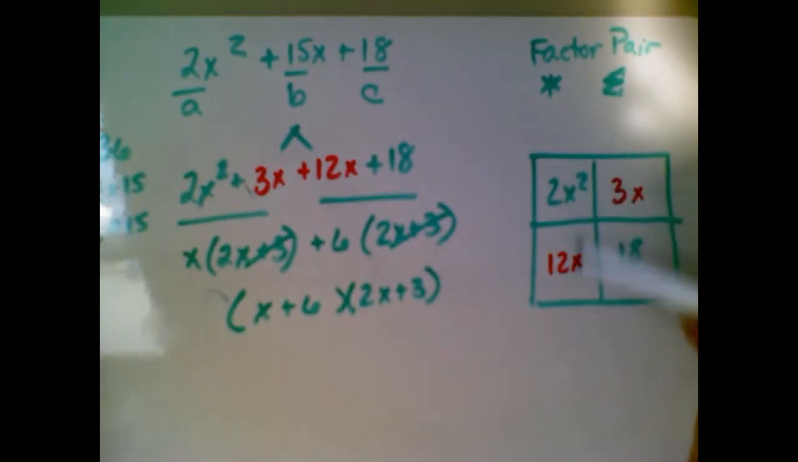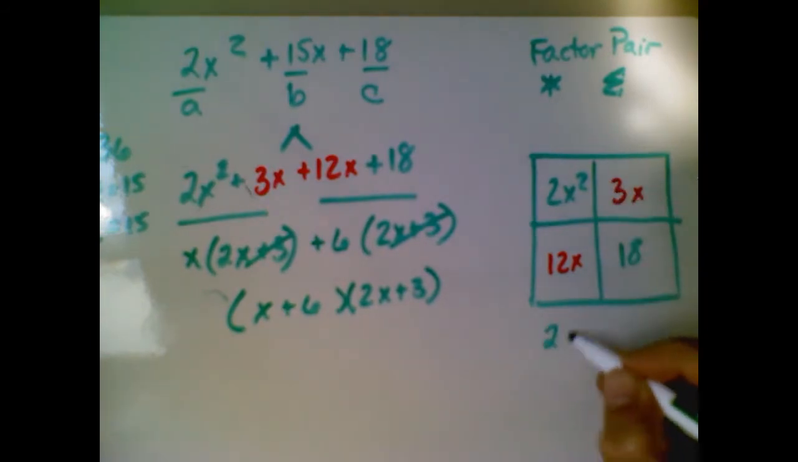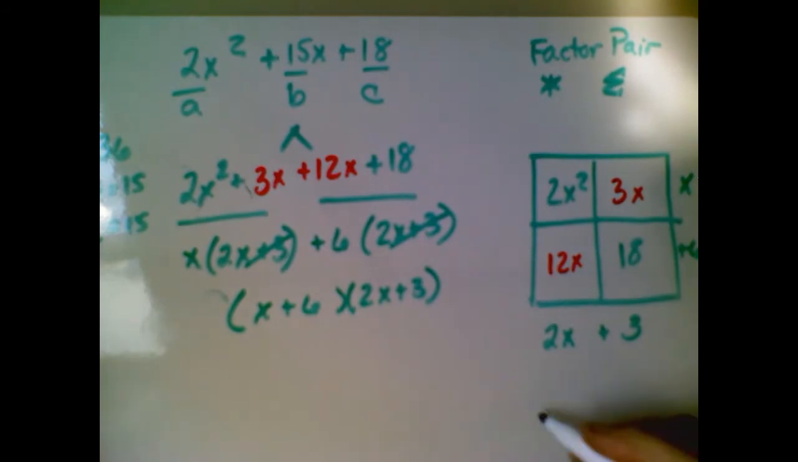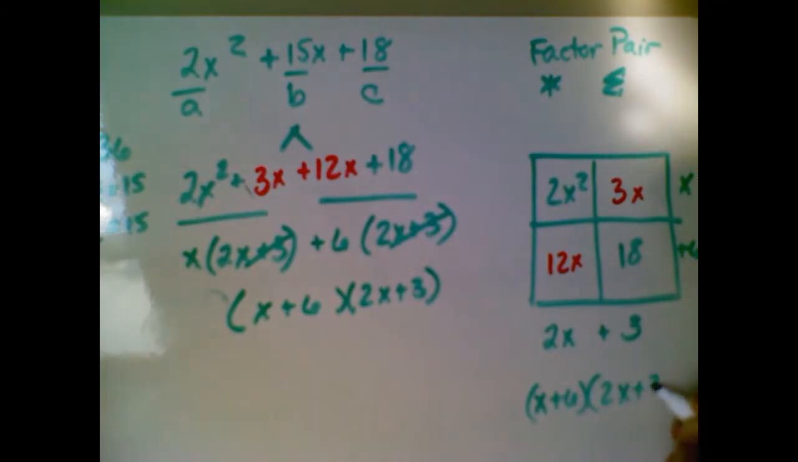And again, what do these both have in common? 2x squared and 12x have a 2x in common. And 3x and 18 both have a 3 in common, positive 3. And again, these both have an x, and these both have a positive 6. And here you go, you have your two binomial pairs, factors, so x plus 6 and 2x plus 3.